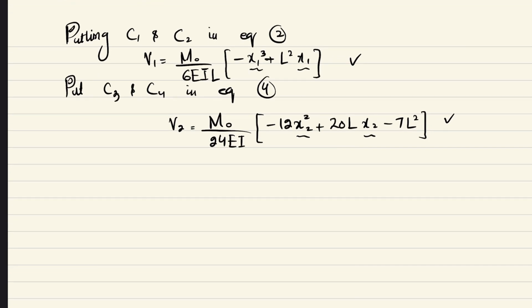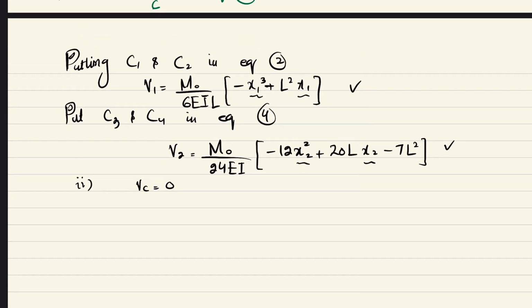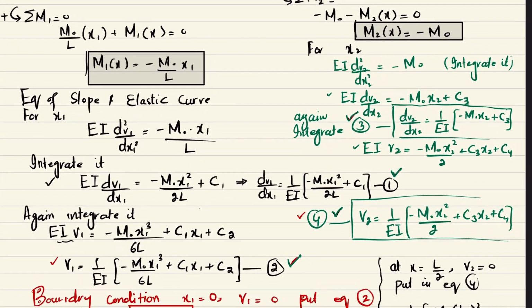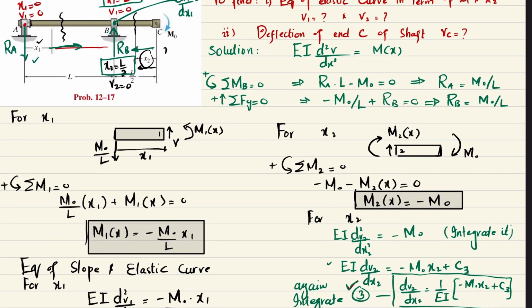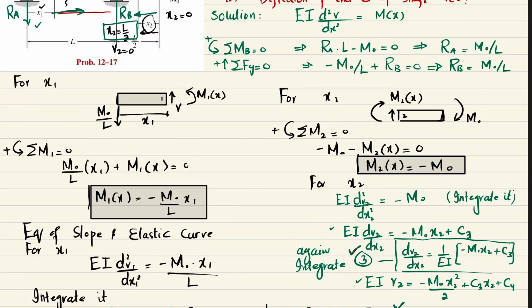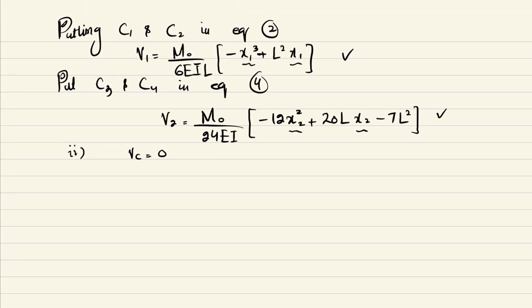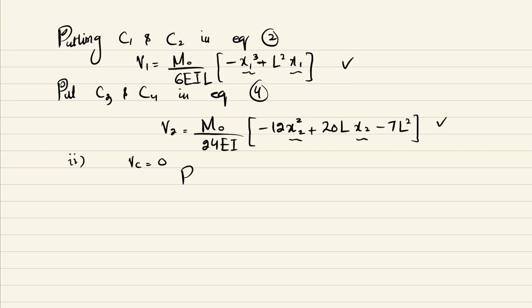So this is the first part. In part B, we have been asked to find VC, the deflection at point C. You can see that for deflection at point C, this is the point where x2 is equal to 0. So you can put x2 is equal to 0 in this equation.